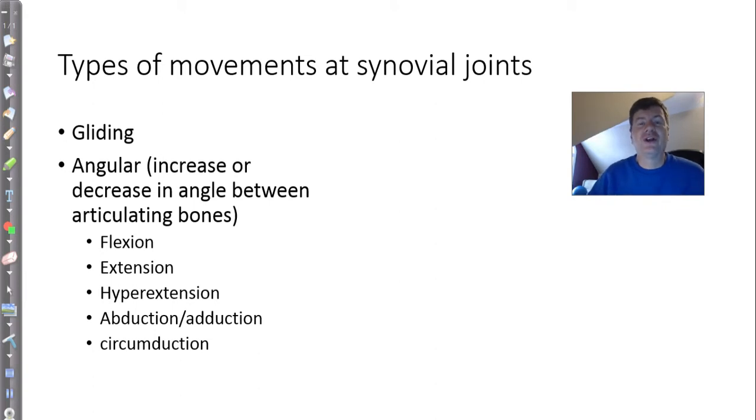Angular is whenever we increase or decrease the angle between articulating bones. So if someone gives you one of these beach flexes like this, that is flexion because I'm decreasing the angle between this bone and that bone as I do that. That is flexion. If I were to go the other way and increase that angle, that's considered extension.